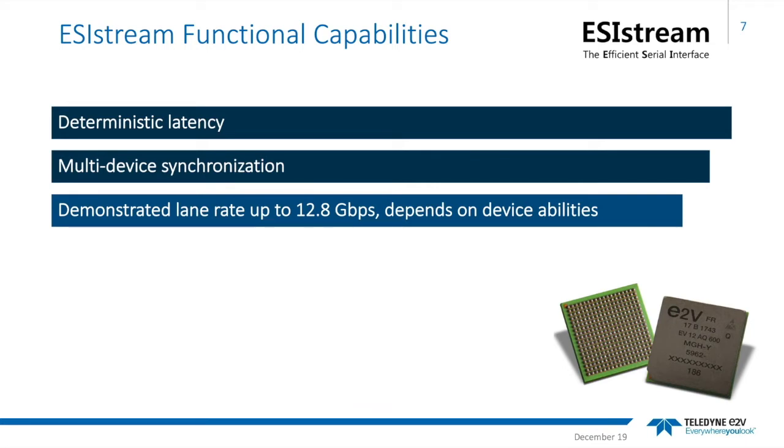ESIstream is currently supporting designs up to 12.8 gigabits per second and has been demonstrated to work in a variety of settings, both single board designs and across backplanes.